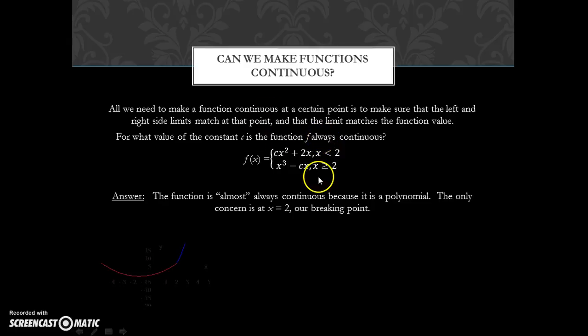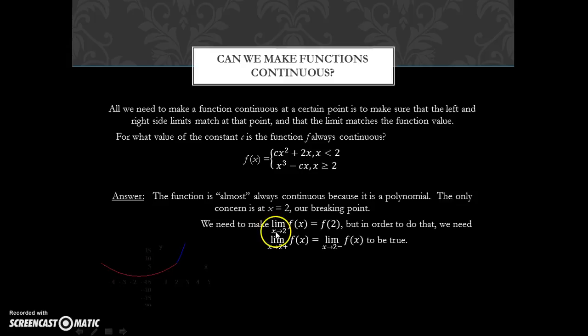The function is almost always continuous because it is a polynomial, but we do have a concern at x = 2, which is the breaking point of our domain. So we need to make the limit as x goes to 2 of f of x equal to f of 2, which, taking it a step backwards, means we need to make the limit as x goes to 2 from the right of f of x equal to the limit as x goes to 2 from the left of f of x.